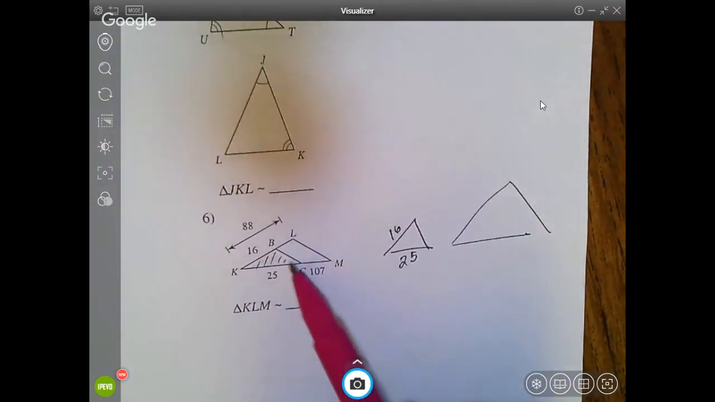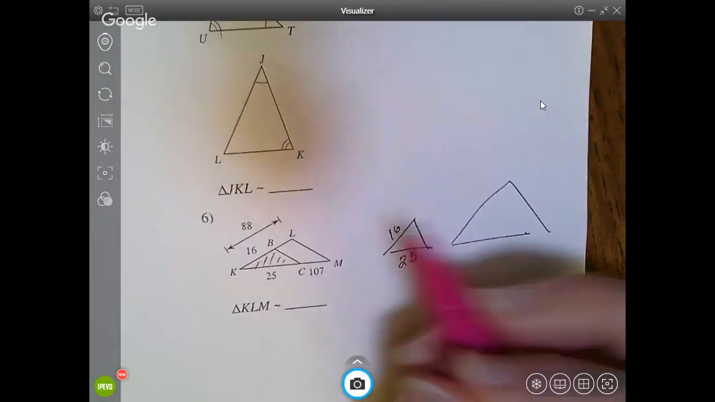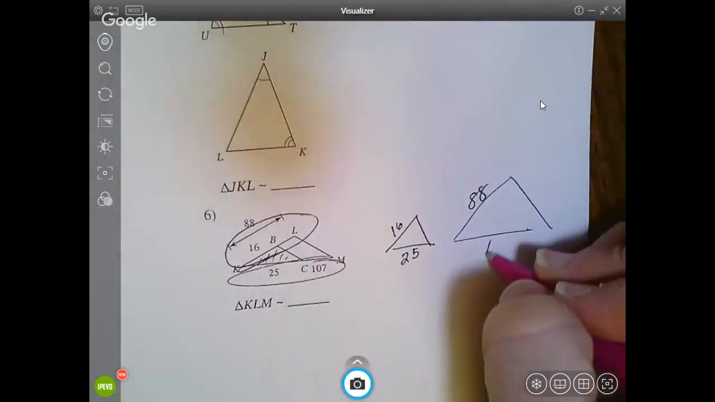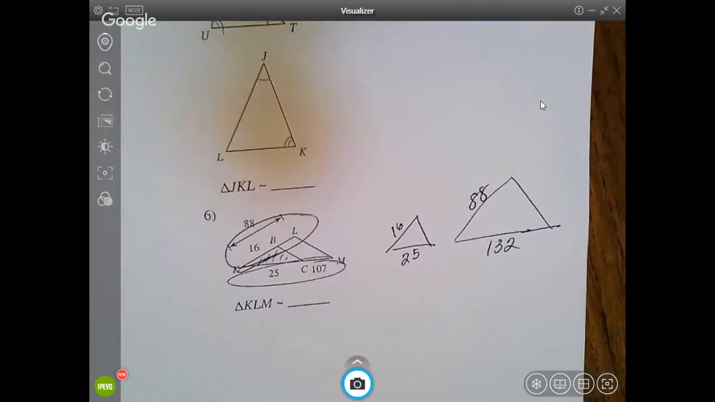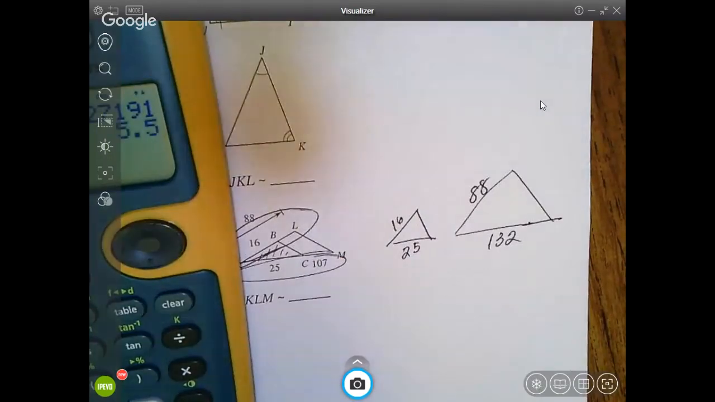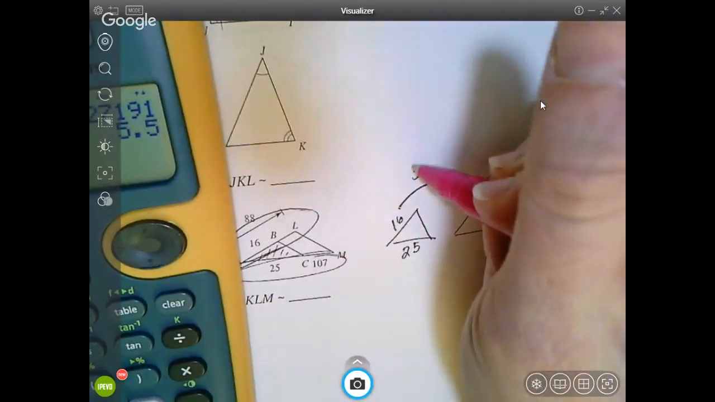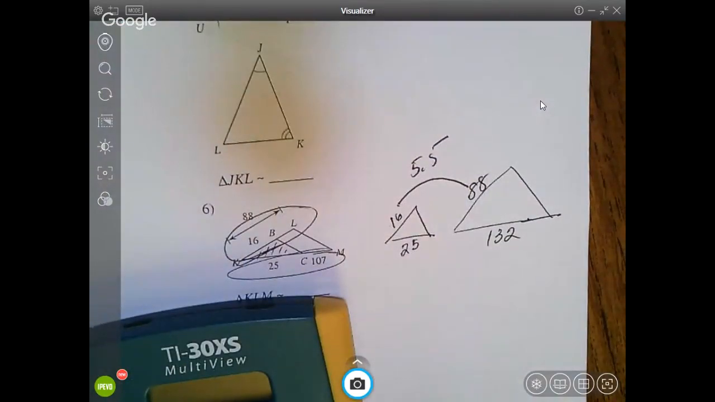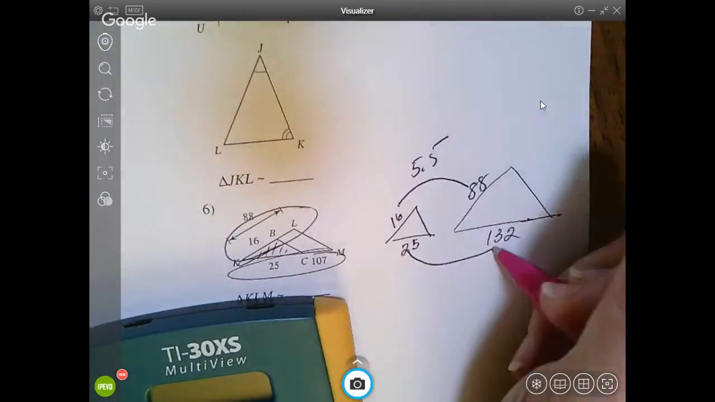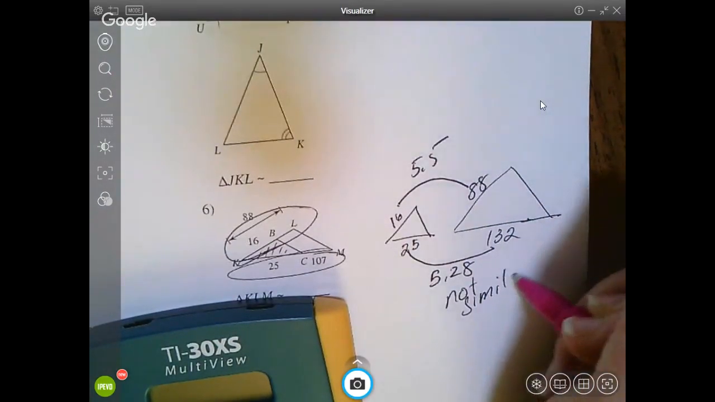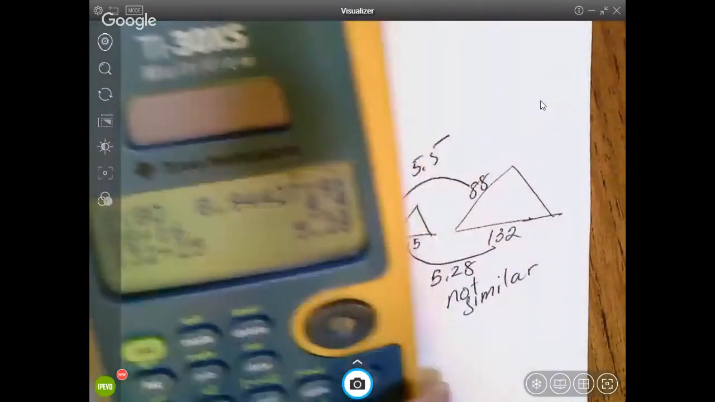So here's 16 and 25. This whole side is 88. This whole side is 132. So in order to see if they're similar, basically what I do is I just do the big number divided by the small number. So I know this is 5.5. And then I would do 132 divided by 25. I get 5.28, so they're not similar. So that's all I did.